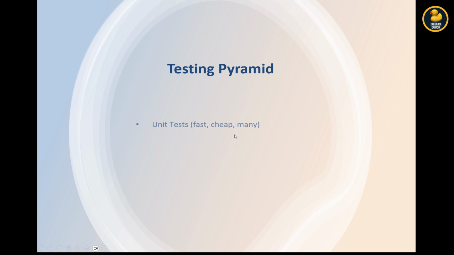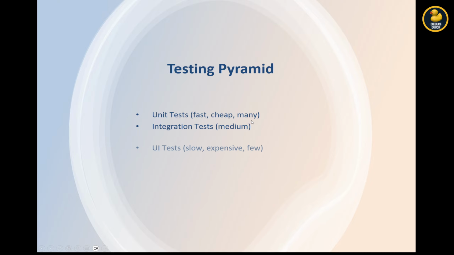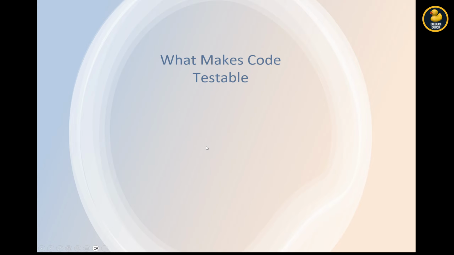The testing pyramid: unit tests, fast, cheap, many. Integration tests, medium. And UI tests, slow, expensive, few. Senior teams focus on unit plus integration tests.